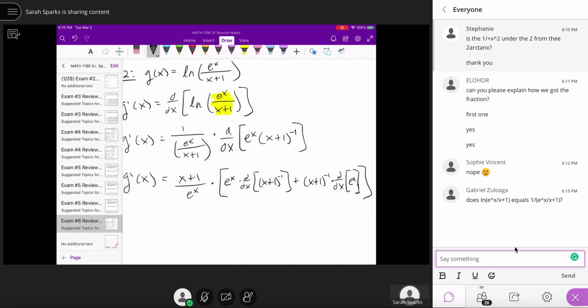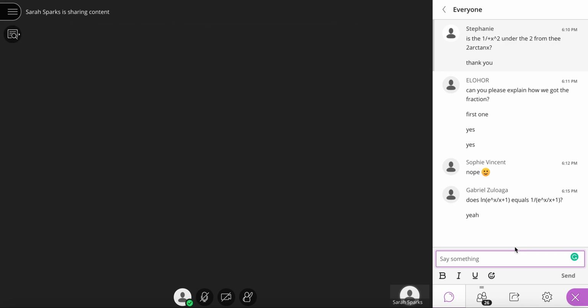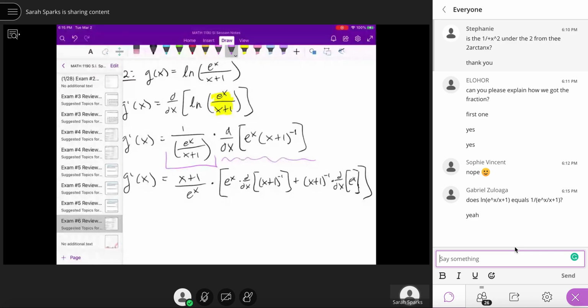Does the derivative of natural log of e to the x divided by x plus 1 equal 1 divided by e to the x divided by x plus 1? Are you talking about the derivative for that? Yeah, it would equal what you just wrote times the derivative of e to the x divided by x plus 1. So what you just said is this first part right here, but we also have to do this part for the full derivative to be correct. But you got that first step correct. That would be the first thing you do.